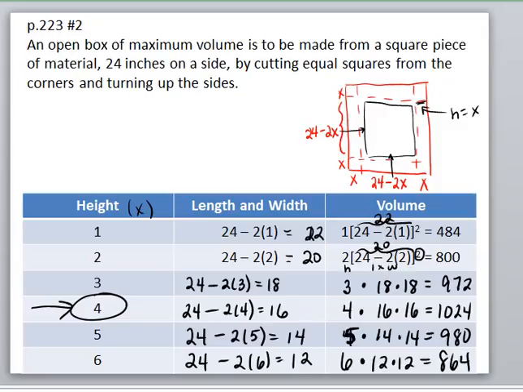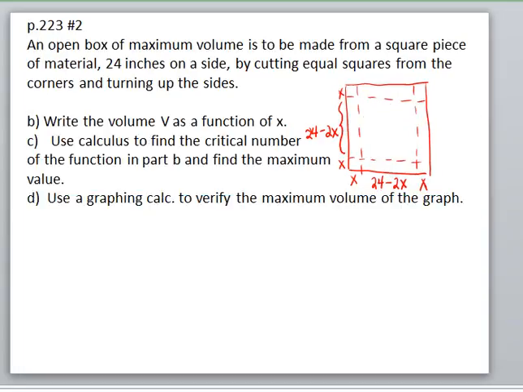In the video you just watched, I showed you how you can use a table format to find the maximum volume of an object. But now we're going to do that same problem, and we're going to use the calculus portion to be able to do this. So we're going to write the volume as a function of x. That would be part B.